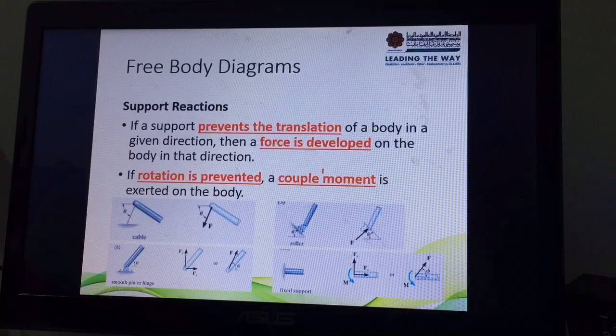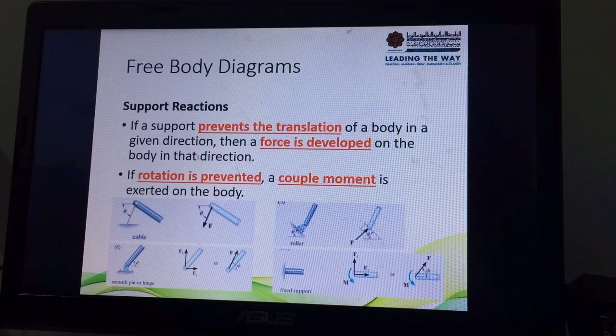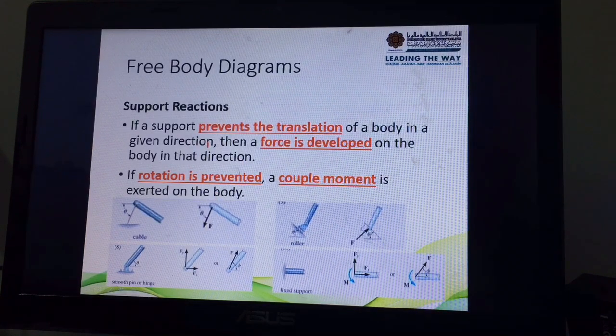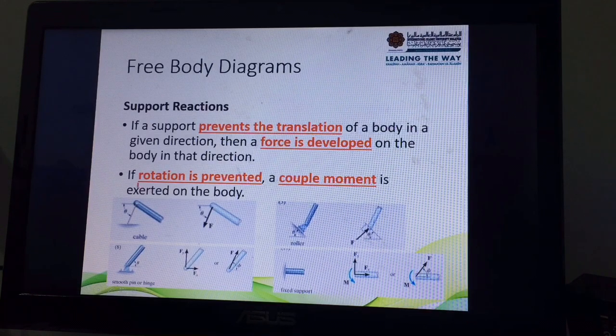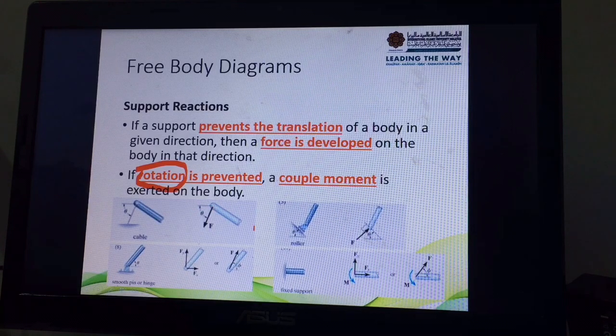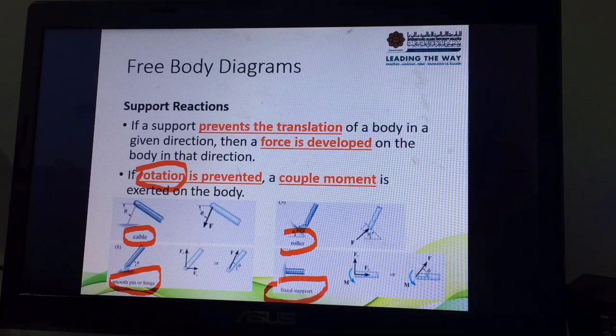So for free body diagrams, we have to look at the support reactions. Basically for support reactions, we have two types of reactions. The first one, if the support prevents translation, then basically a force is developed in that direction. If the support prevents rotation, then basically a couple moment is exerted on the body. So here we have a couple of examples for cable, smooth pin, roller, and fixed support. These are actually the common types of supports.